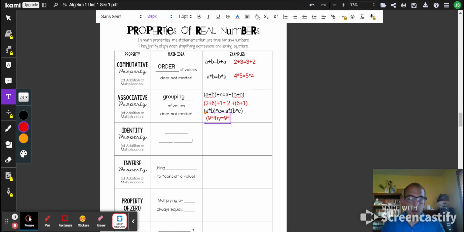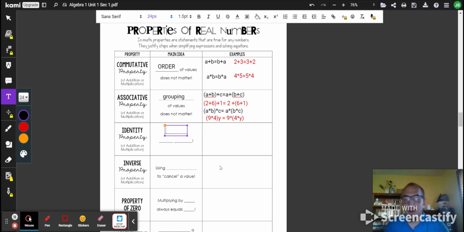9 times the quantity 4 times y. Same thing, same idea. And then we just keep chugging along. So again, the black is the generalized one, and the red is more of an example with numbers, because you guys love numbers.